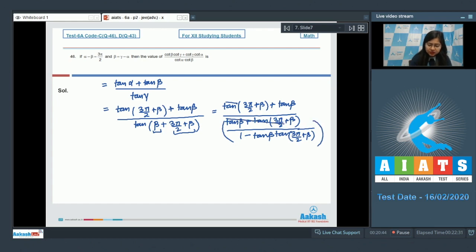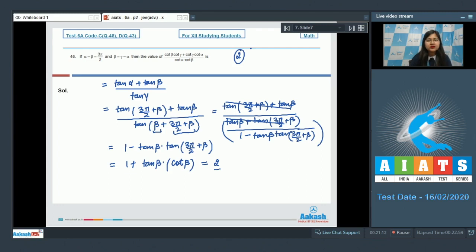Now it can be seen that these two will get cancelled. So this is equal to 1 minus tan beta into tan of 3 pi by 2 plus beta. See, this will convert into cot beta with negative sign. So here we have plus. So this is equal to 1 plus 1, that is 2. So 2 is the required answer.